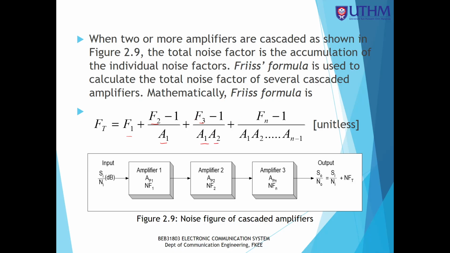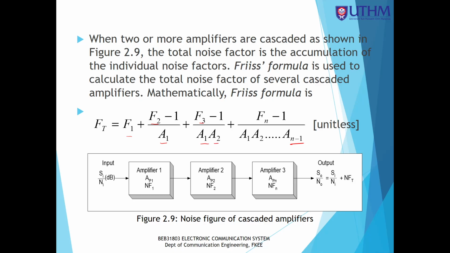Okay, until Fn. So noise factor of n amplifier minus 1 divide with the total gain from the first until the previous amplifier.